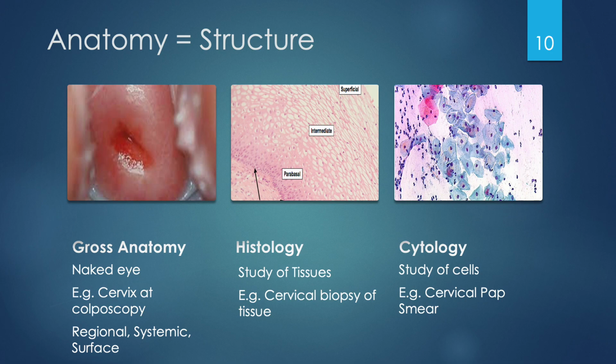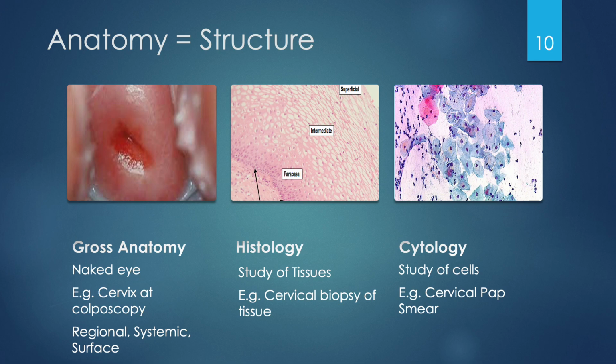And we take things one step further when we look at histology, which is the study of tissues. So what we're looking at in this image here is a cross-section of a biopsy of this exact same type of tissue. So up where it says superficial, that is at the top of the tissue, and then we go further down deeper into the intermediate tissue, and then even further deeper into the parabasal epithelium.